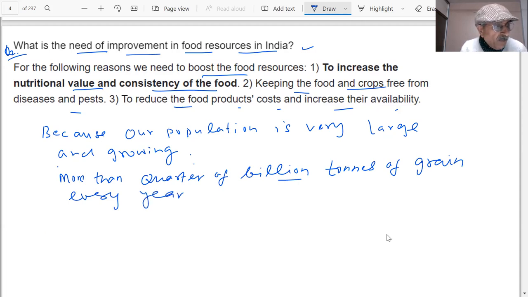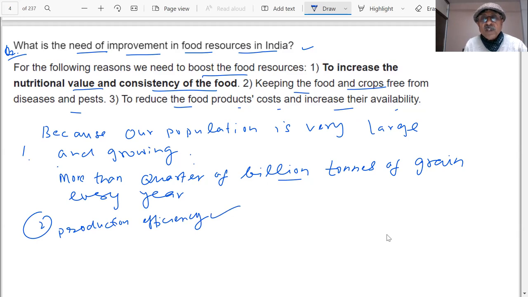So how will we meet that? How will we fulfill this? We will need more land for farming. But already our land is highly and extensively cultivated, so there is not major scope for increasing the area of land under cultivation. Therefore, it becomes necessary to increase our production efficiency. Production is there, but efficiency needs to be increased, students.